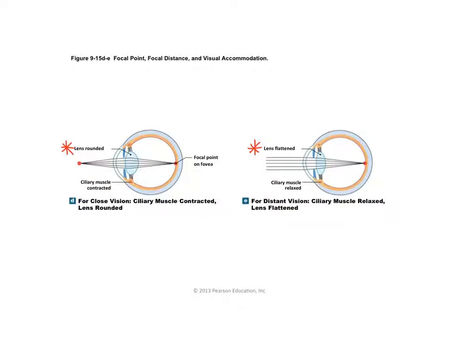Again, this shows you on the actual eyeball, and you can see the rounded lens and the flattened lens, and you can see the focal point on the fovea of the retina.